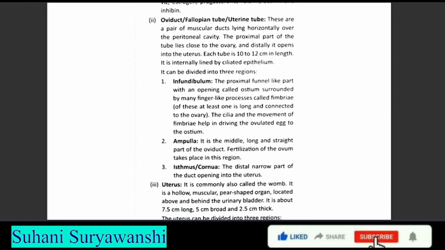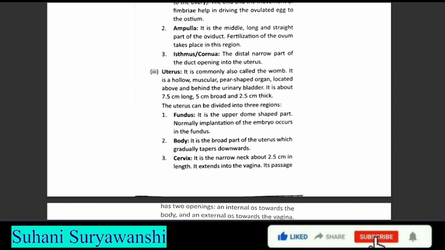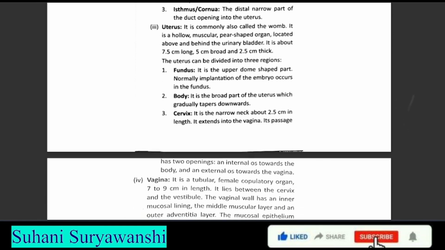Again, in oviduct there are three parts. So depending on you, whether you want to explain those parts or not, you can make the answer shorter. Next is uterus. Again, uterus also has its own parts, but if you want, you can just write the names of those parts without mentioning each one's location, function, whatever.